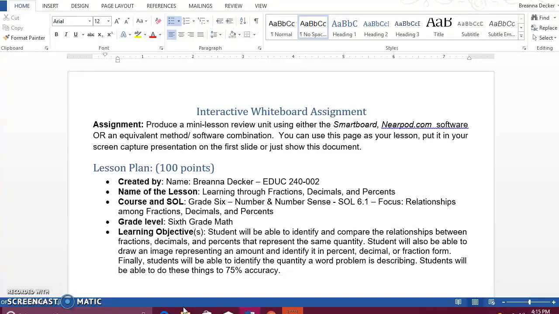As I said, this is for 6th grade math, and the learning objectives are that students will be able to identify and compare the relationships between fractions, decimals, and percents that represent the same quantity. Students will also be able to draw an image representing an amount and identify it in percent, decimal, or fraction form. And finally, students will be able to identify the quantity a word problem is describing. They should be able to do these things to a 75% accuracy.